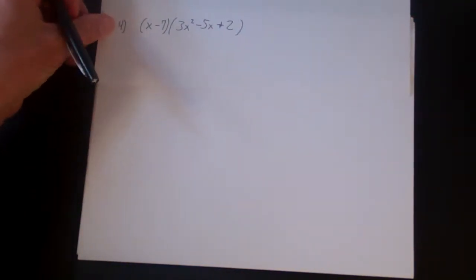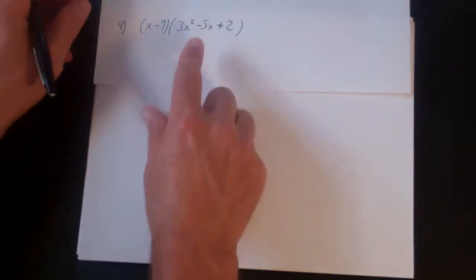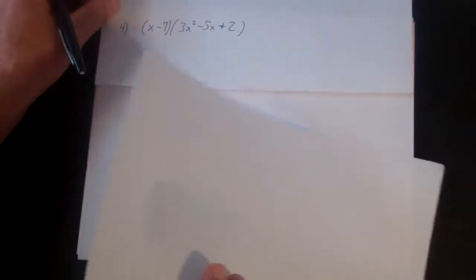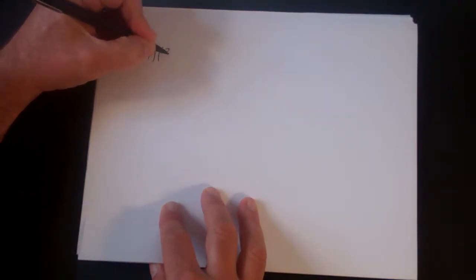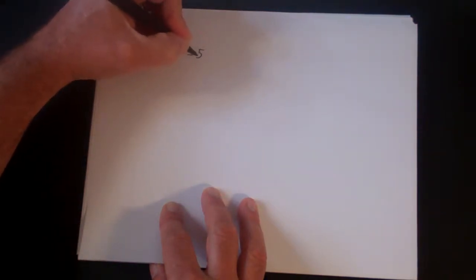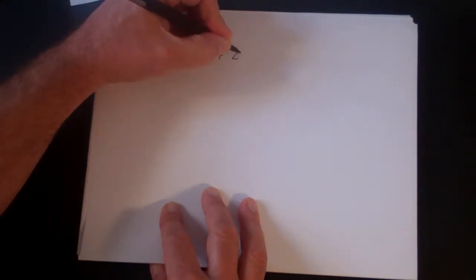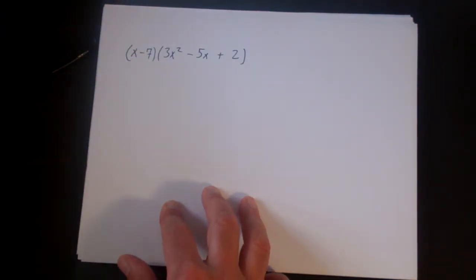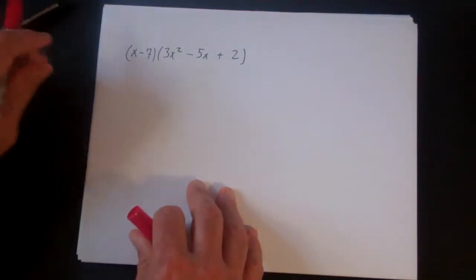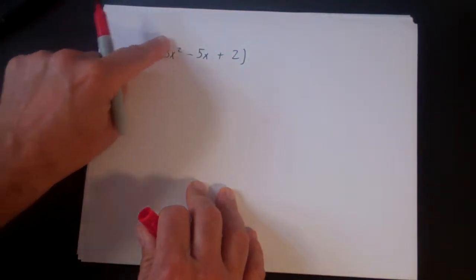The last type is when we have a binomial times, in this case, a trinomial. Let's look at that example: x minus 7, 3x squared minus 5x plus 2. Though this looks a lot like a FOIL problem, a better way to think about this is actually distributing. We have 3 terms here. We're going to distribute the x minus 7.